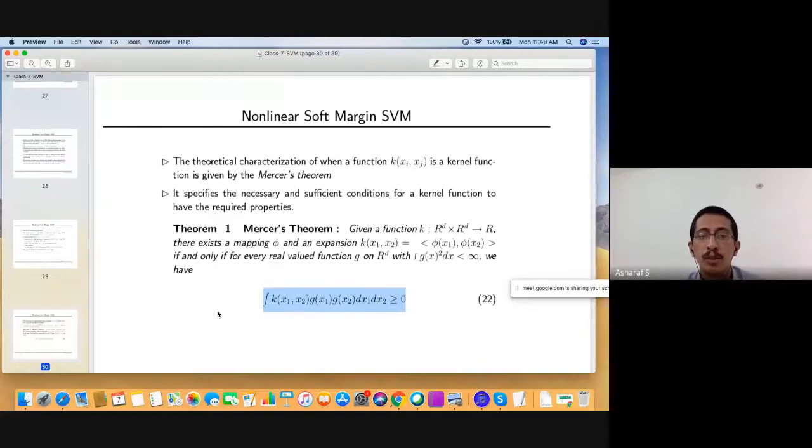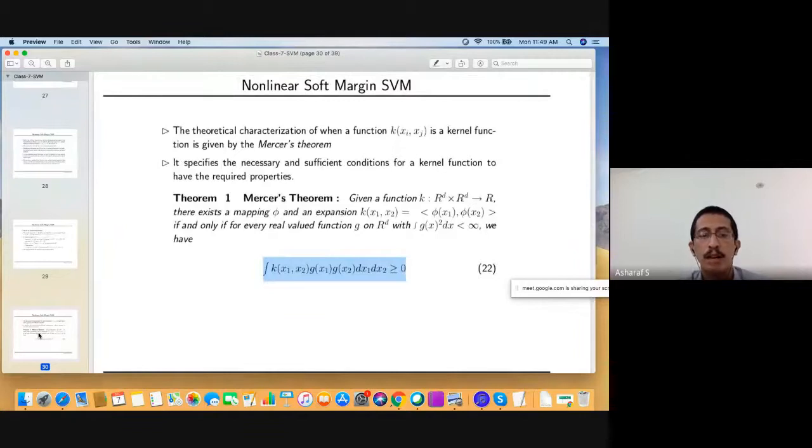That's the meaning. So Mercer's theorem qualifies any function that is a potential candidate for a kernel function. So any function which satisfies Mercer's theorem can be considered as a kernel function.